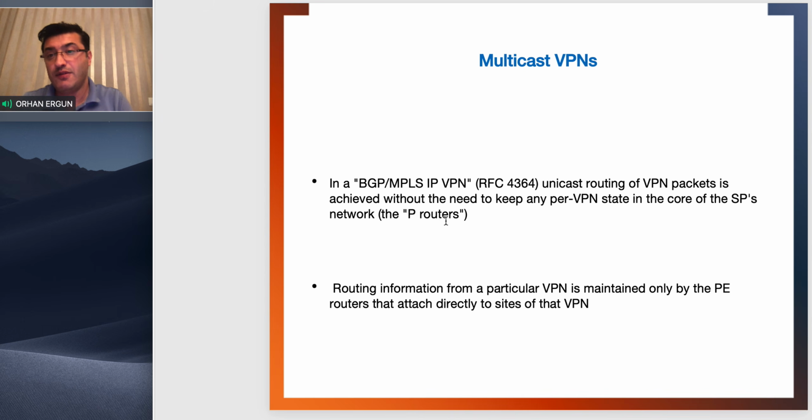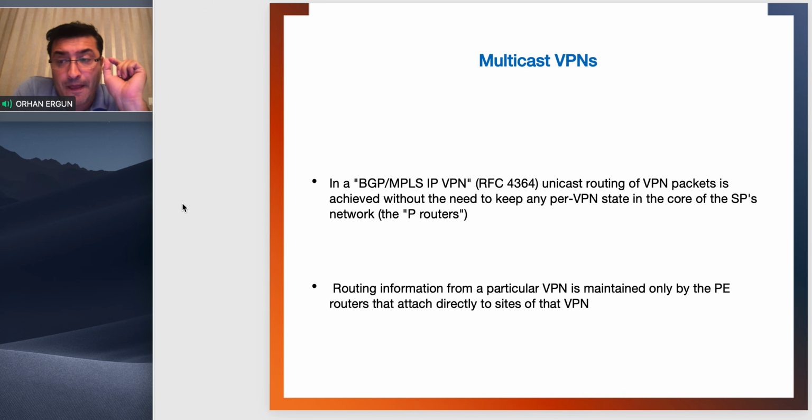In multicast, we will push the information to those P devices as well. How much information depends on which multicast VPN model we are using. Some of those models we will push more information to the P device, some models less. So we will talk about a trade-off called scalability versus optimality. We will see how much state we will push onto the P device. It is one consideration, obviously, but there are many others we will go through and learn.